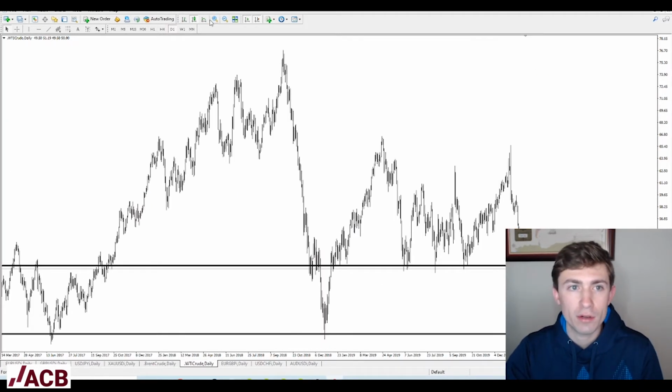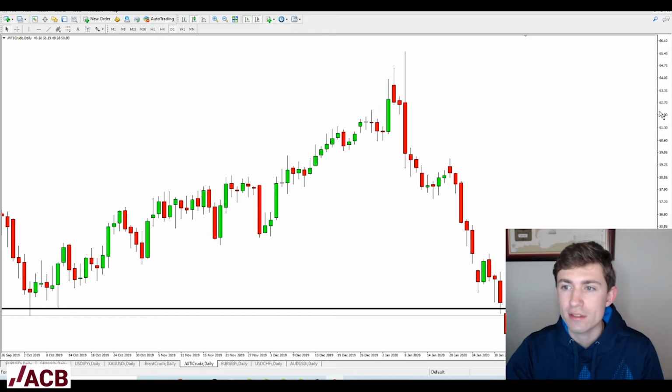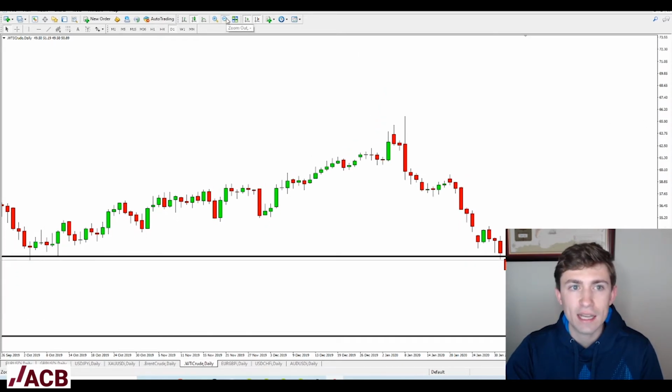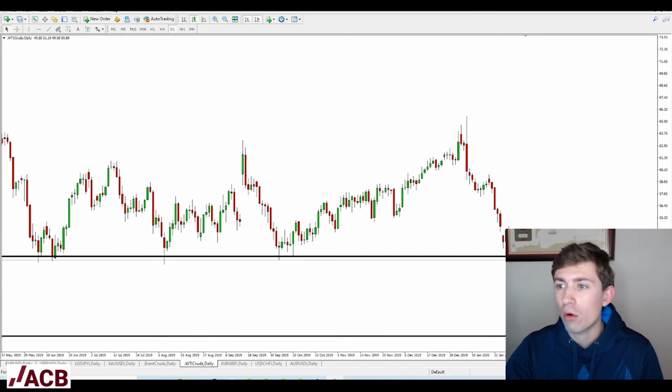WTI crude, probably a very similar story. If we zoom in a little bit here, you can see we are already retesting that area here to see if that holds as a resistance point. We are barely underneath it, looking to see if that does in fact become a resistance point at this time.